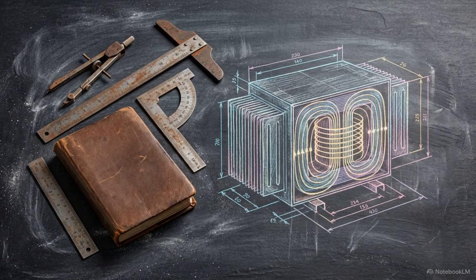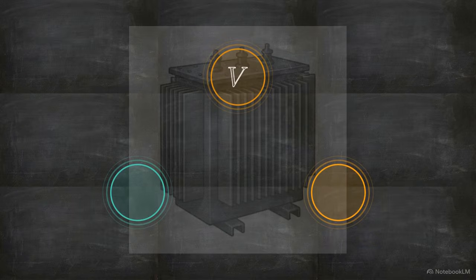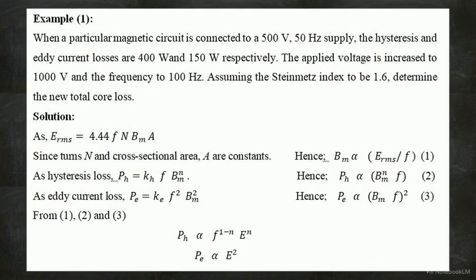Organizing the data is only the first step. To calculate the new losses, we must establish the exact mathematical relationships connecting the voltage, the frequency, and the maximum magnetic flux density. Looking at the lower half of the document, we see the foundational equation governing the circuit's behavior. The RMS voltage, E, equals 4.44 times the frequency, times the number of turns, times the maximum flux density, times the cross-sectional area. Because the physical build of the transformer doesn't change, the number of turns and the cross-sectional area remain constant. Therefore, the maximum flux density, Bm, becomes strictly proportional to the voltage divided by the frequency.